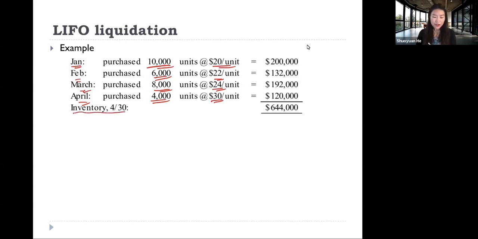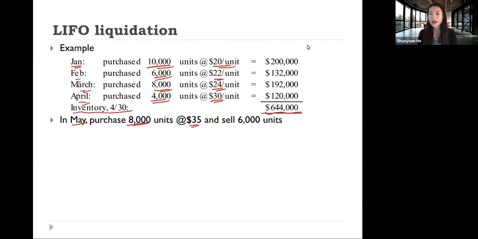So my total inventory at the end of April is $644,000. And then suppose in May, I purchased another 8,000 units at $35 each, and I sold 6,000 units. So what is my cost of goods sold under LIFO?